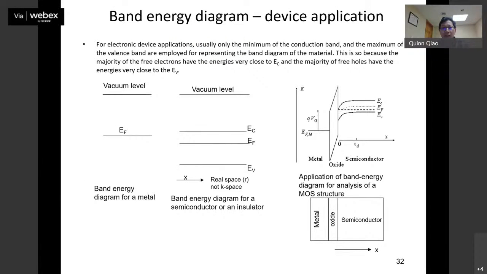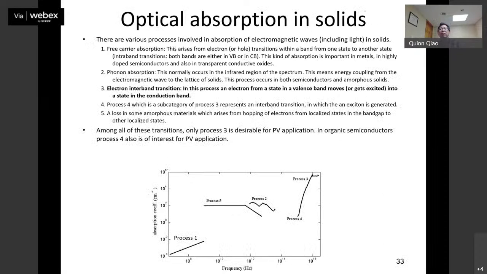This is the energy level diagram. We talked about this before, so I don't want to repeat it. Another important thing for solar cells is light absorption. You put the solar panel under sunlight, and it has to absorb the sunlight. If you think about optical absorption in a solid, there are five different types. The first is free carrier absorption. The second is phonon absorption. The third is electron interband transition.